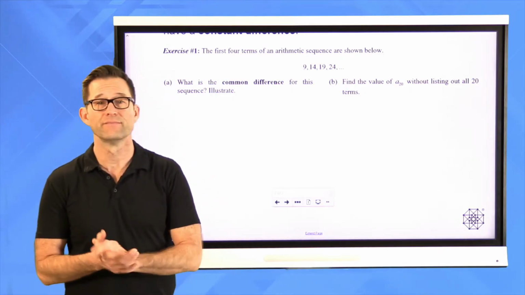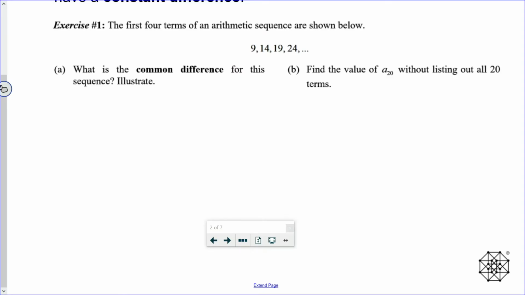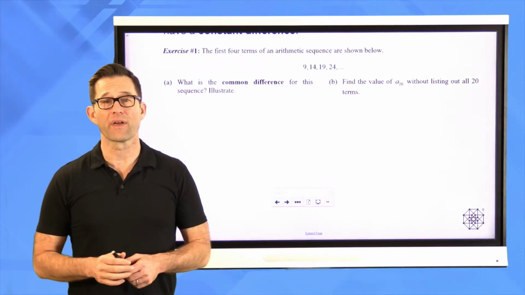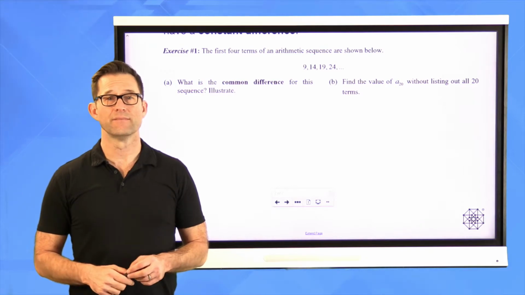So let's just review an arithmetic sequence in the first problem. Here we go. Exercise number 1. The first four terms of an arithmetic sequence are shown below. 9, 14, 19, 24. Letter A, what is the common difference for this sequence? Pause the video now and see if you can figure out what the common difference of this sequence is.